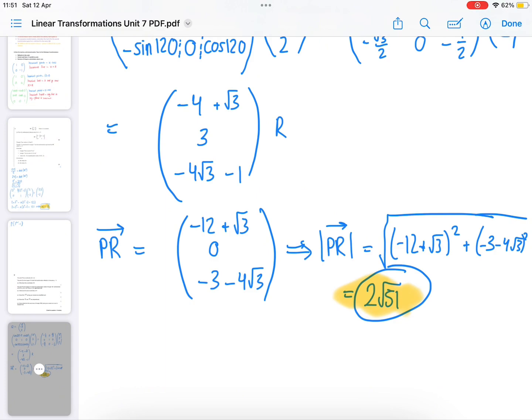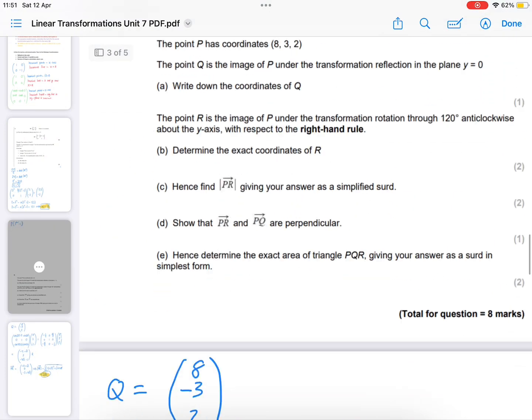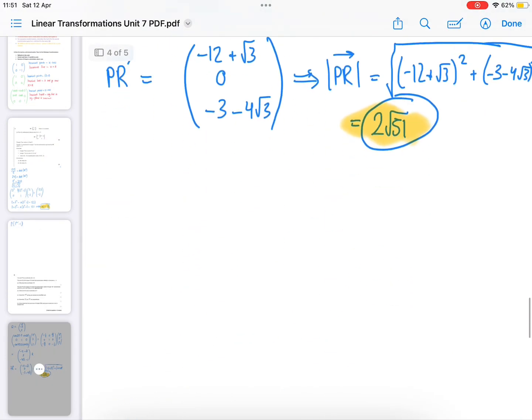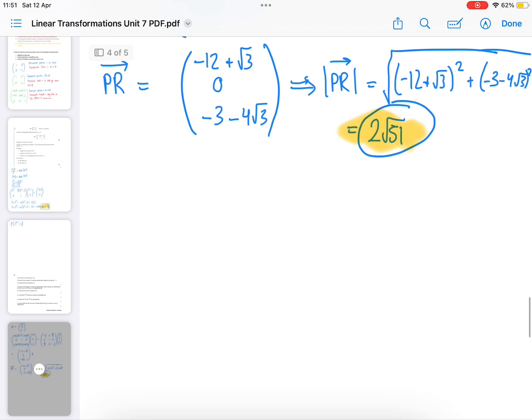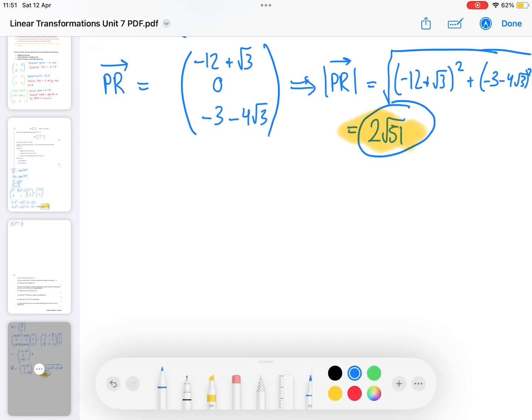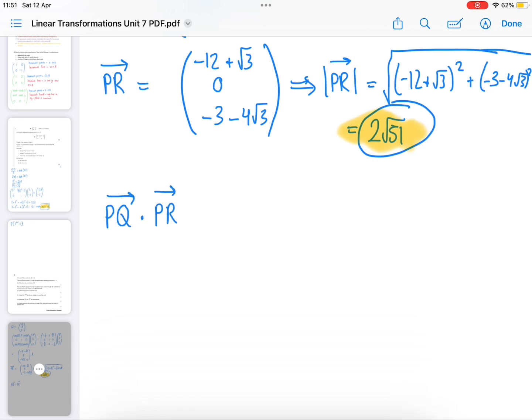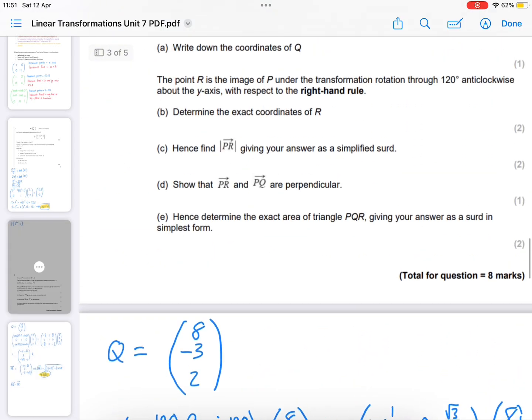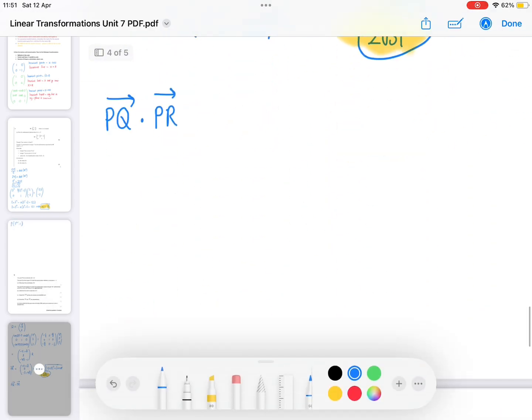Next part, we've been asked to show that PR to PQ is perpendicular. So this is a new bit from, I suppose, GCSE maths. If you haven't done the vectors chapter yet, you might not know this, but I'll cover it in a future video. To show that they're perpendicular, we need to do PQ dot PR. And that's going to give 0 if they're perpendicular.